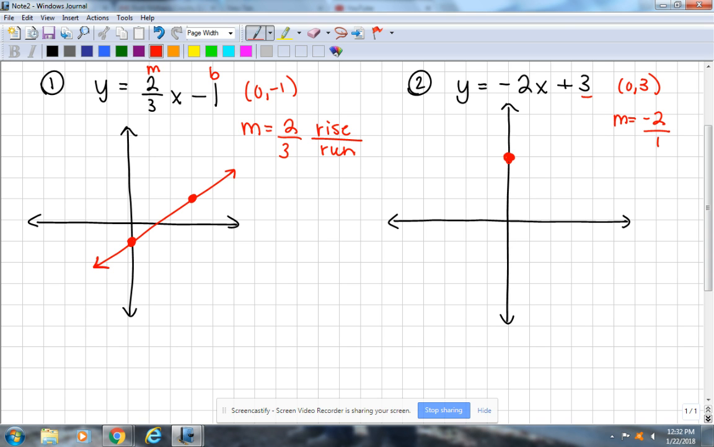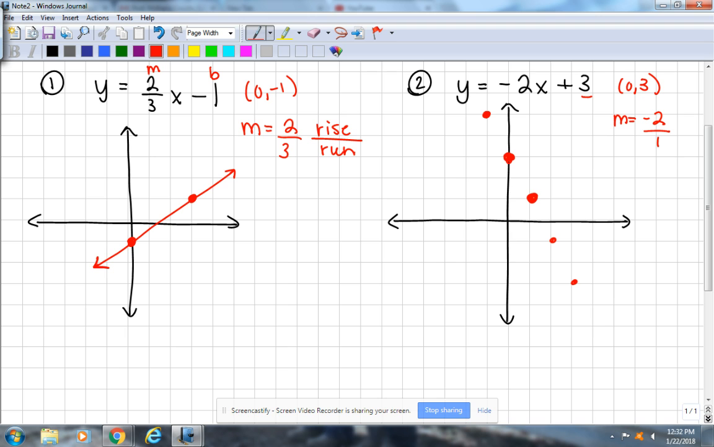So our slope is -2 over 1, so our rise is -2. That means we go down 2 spaces, and we're going to run to the right 1 time. So there's our new point on our line. We can also do it multiple times, down 2, right 1, down 2, right 1. We can also go in the opposite direction and go up 2 and left 1, and it's still the same point on the same line.